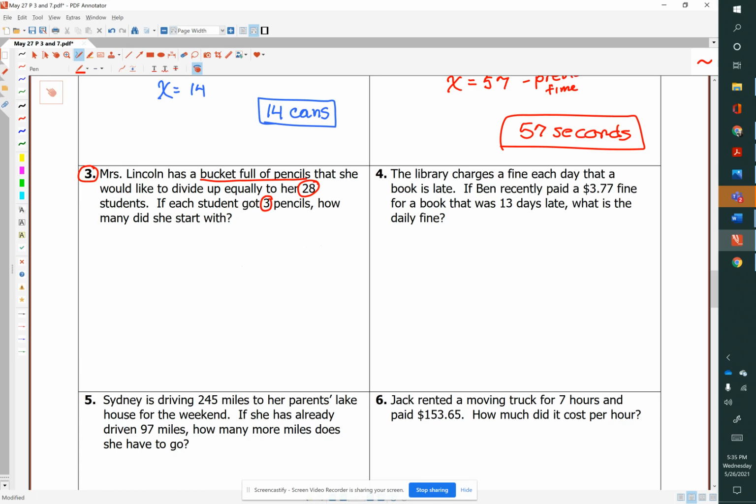Well, some of you are just going to multiply 28 by 3, but I want you to start thinking in terms of algebra. So we're going to let x equal the number of pencils she started out with. Well, that should be an N. Mrs. Lincoln began with.